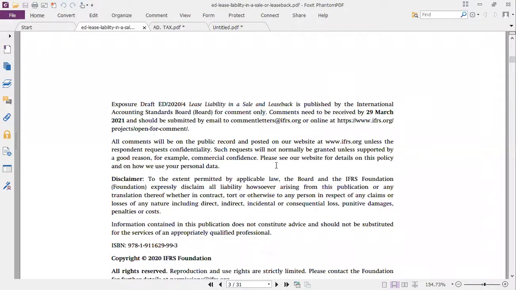I will not need to read all. I have to go straight. So let's go straight to the invitation to comment at page 4. So the board invites comment on the proposal in this exposure draft, particularly on the questions set out below. Comments are most helpful if they are addressed.